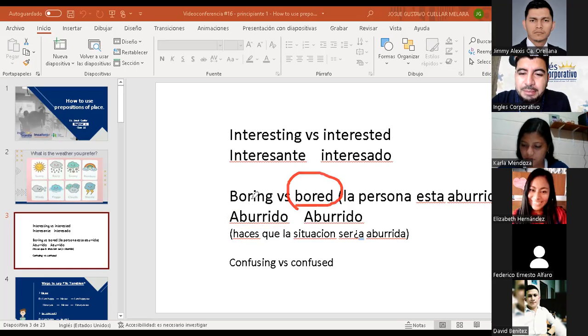For example, imagine that Jocelyn is in a conference. Jocelyn está en una conferencia. So Jocelyn can say, wow, this conference is so boring. Esta conferencia es aburrida, pero se refiere que la conferencia hace que todos estén aburridos. Pero si Jocelyn dice, well, I am bored in this conference. Estoy aburrida en esta conferencia. O sea, que solo ella está aburrida. Okay, so that's it. Interesting, interested.